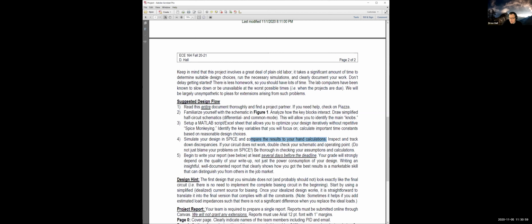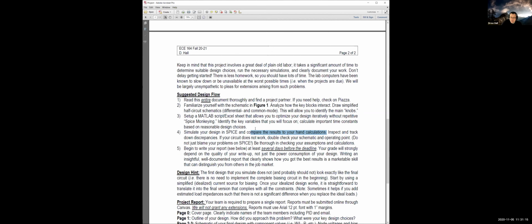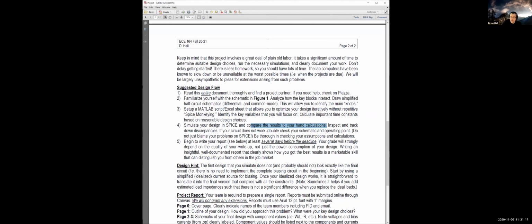Do the currents match? Do the gms match? Does the DC gain match? Anything that doesn't match within, call it, 10% of your hand calculation, you need to go back in and figure out what's wrong. So track down these discrepancies. If your circuit doesn't work, look at things like, what's the operating point? Is it where you expected it to be?